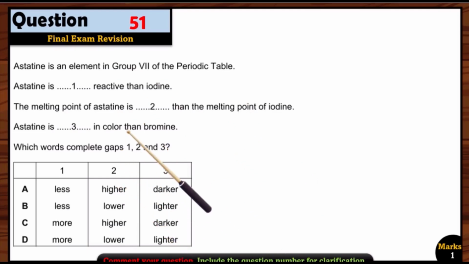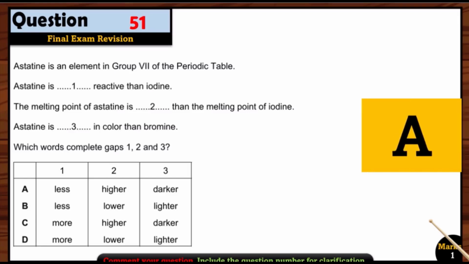Of course, the color will become darker. Why darker? Because the color of the group 7 elements is getting darker down the group. Okay, so it is darker in color. So option A is the correct option here.